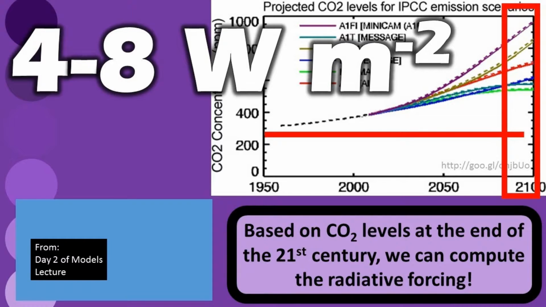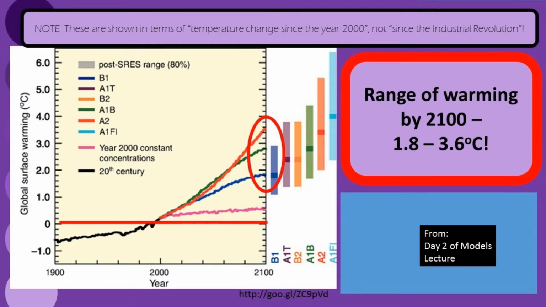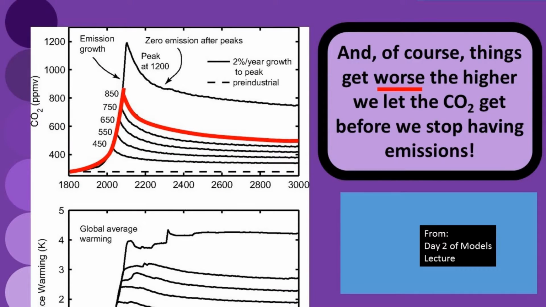We can see here that there are temperature changes associated with that large radiative forcing. There's a range of them that, depending on which scenario the real world plays out as being closest to, we have a range of warming of about 1.8 to 3.6 degrees Celsius by the year 2100. And of course, things get worse in the future.